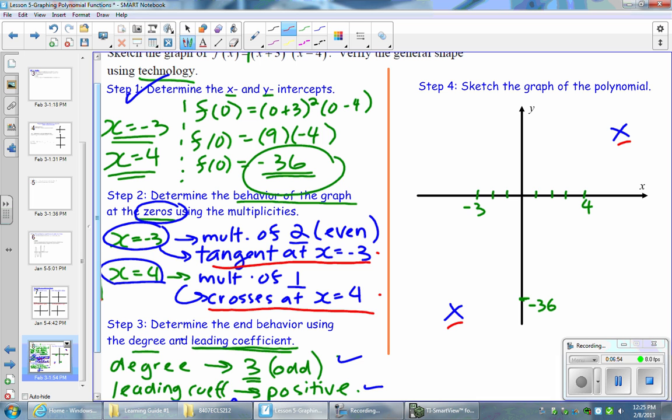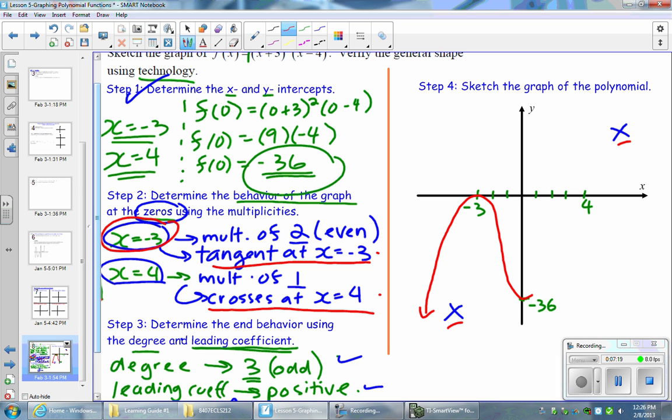Okay, so let's show what happens at x is equal to -3. Okay, so since we are increasing from quadrant 3, we're going to go up. Okay, we're going to go up, and it's going to be tangent at -3, and we have to show the graph crossing the y-intercept. So we have something that looks like this so far.